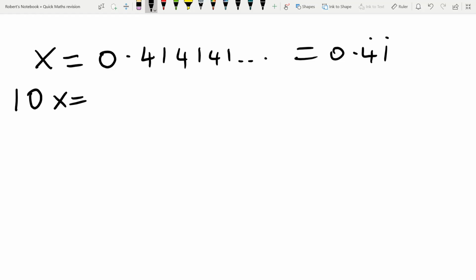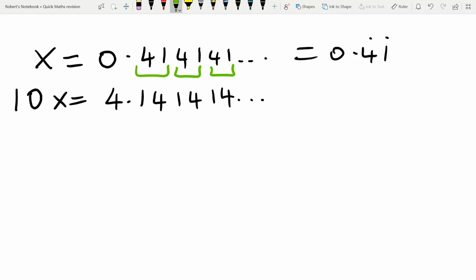So 10x, we just shift everything one space to the left, like so, and what you'll see is at the top we have 4 1's repeating themselves, but on the bottom we have 1 4's. So if you subtracted one from the other, they wouldn't completely cancel each other out. So this is wrong. We won't use this.